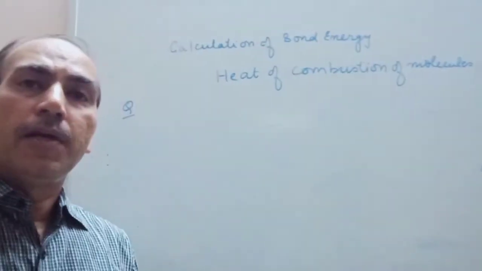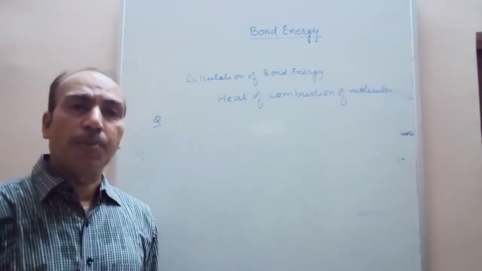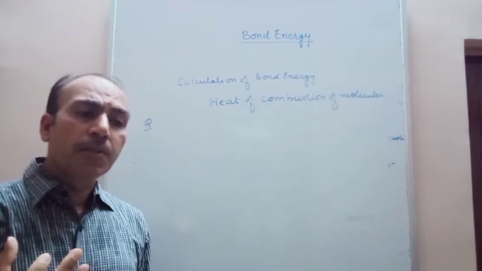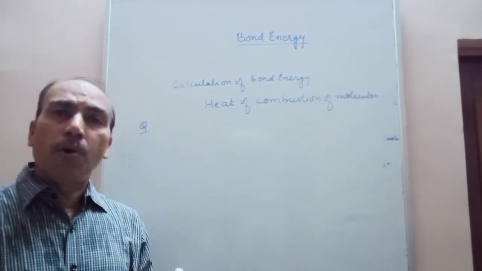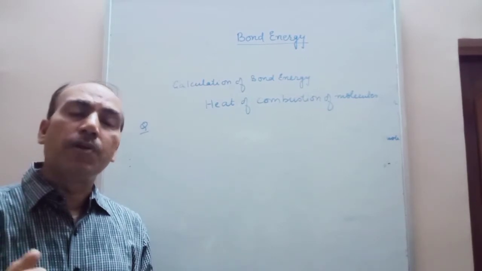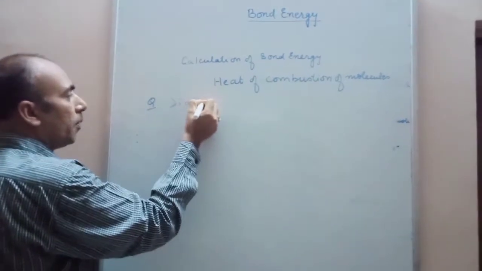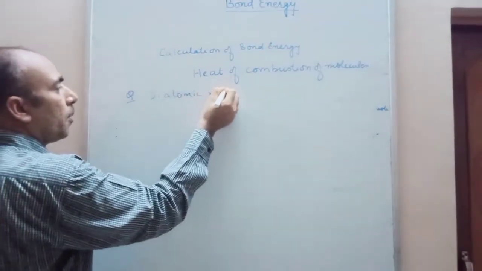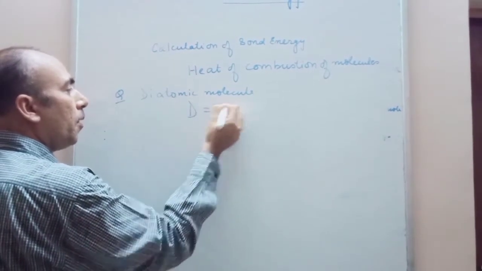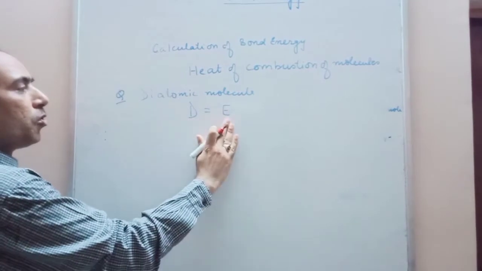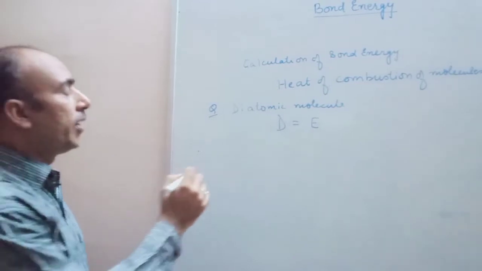There is a question: what is the relation between D and E in the case of a diatomic molecule? A diatomic molecule means there are only two atoms in the molecule, so there is only one bond. So the bond dissociation energy and bond energy will be the same in the case of a diatomic molecule. That is, bond dissociation energy is equal to bond energy. Then we'll study the factors affecting bond energy.